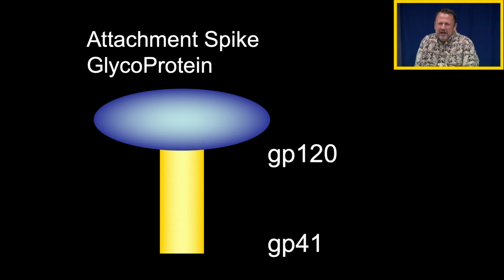GP stands for glycoprotein, and as we go through this, you'll notice different glycoprotein names. I don't expect you to memorize these. I just want you to know that later on you might read about GP120 drugs, anti-GP120 drugs, anti-GP41 drugs, and these are drugs that just interfere with the function of the attachment spike. Maybe they'll be called fusion inhibitors.